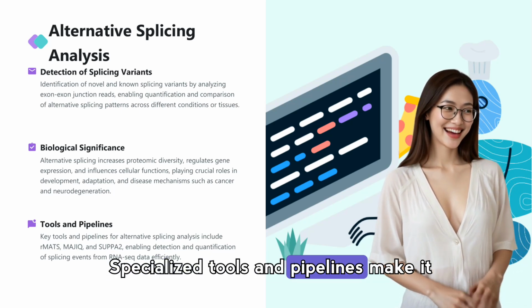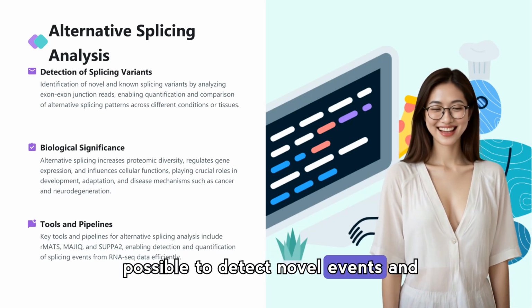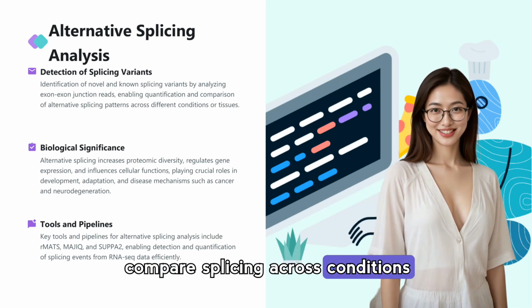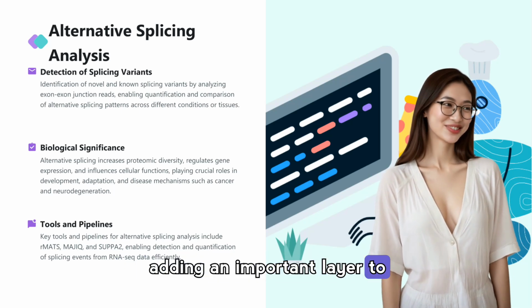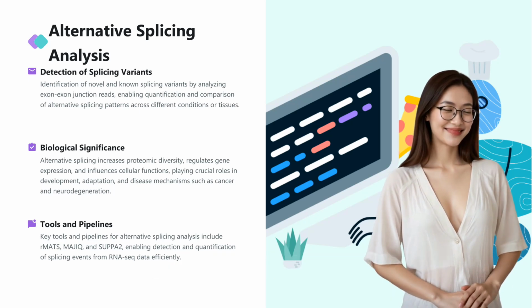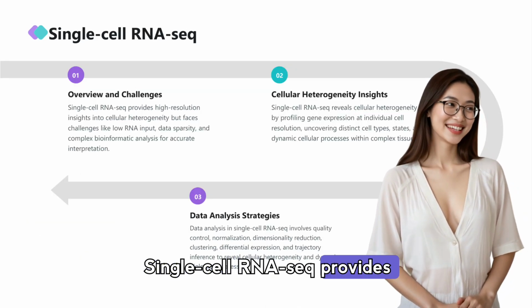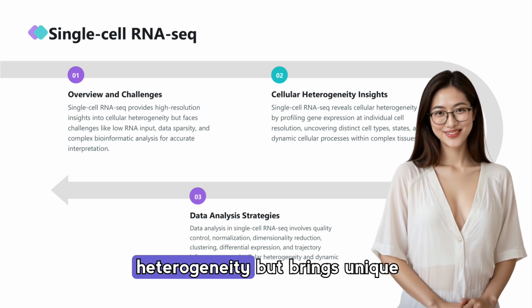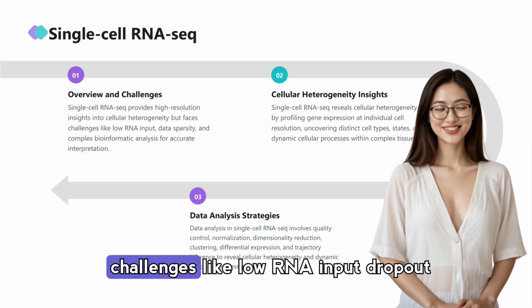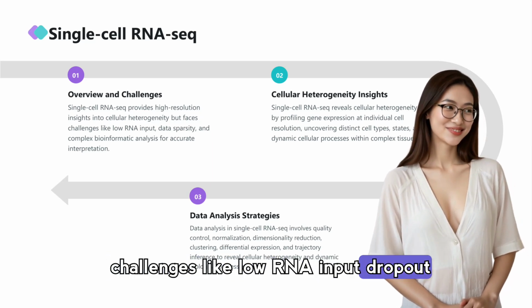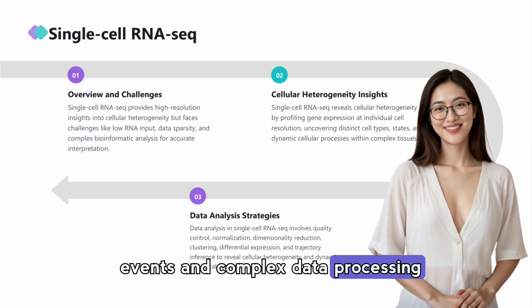Specialized tools and pipelines make it possible to detect novel events and compare splicing across conditions, adding an important layer to transcriptomic interpretation. Single-cell RNA-seq provides high-resolution views of cellular heterogeneity but brings unique challenges like low RNA input, dropout events, and complex data processing.